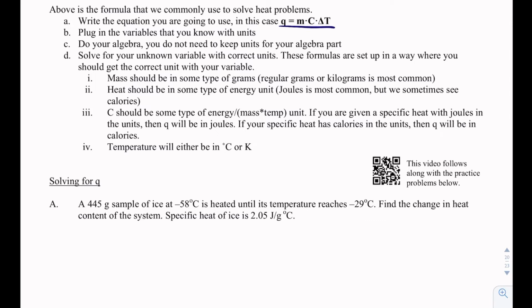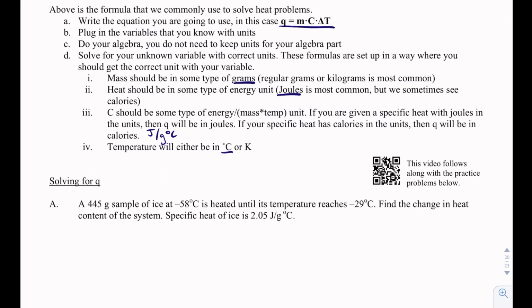These formulas are set up in a way where you should get the correct units with your variable. So mass should be in grams. Heat should be in some type of energy, which is going to be joules. C should be in energy divided by mass times temperature, which is going to be joules divided by grams degrees Celsius. And then temperature is going to be in degrees Celsius, or sometimes it's Kelvin, but that's not really going to matter depending on which one it is, because the math will be the same.